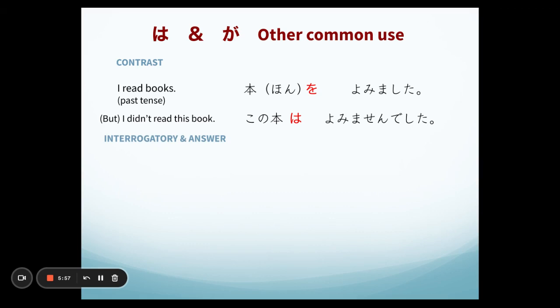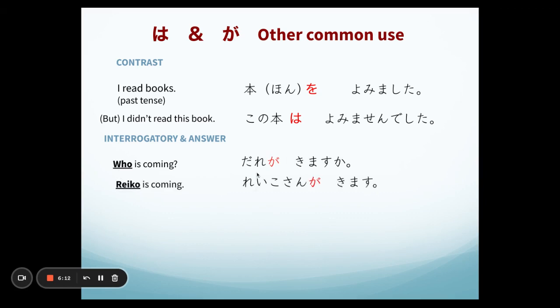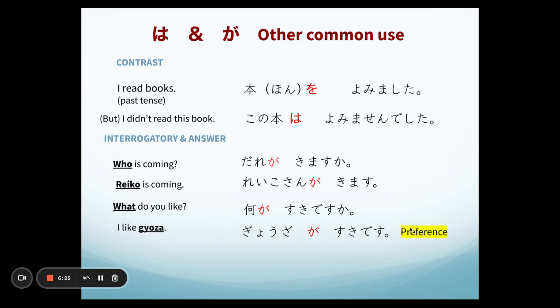There are some question sentences you want to use. Who's coming? And that one, who, is a question that you need to know. So 誰が来ますか? You really need to know who, right? And レイコさんが来ます. Because レイコさん is what you really want to know. What do you like? So liking is a keyword. 何が好きですか? I like 餃子が好きです. So this is called preference. So if you want to express your liking or preference, you usually use が.